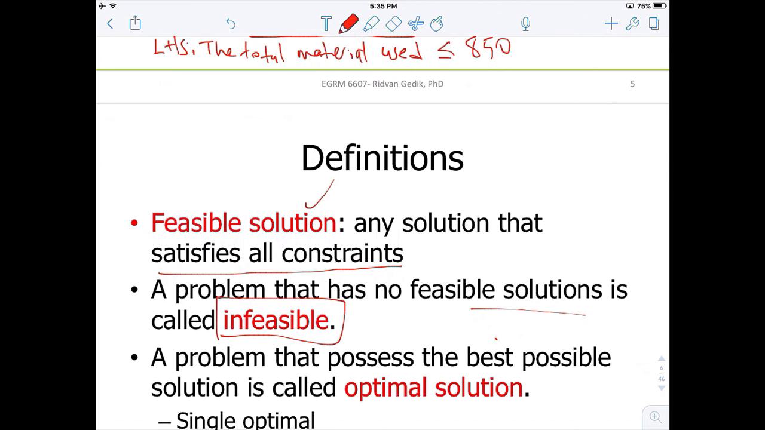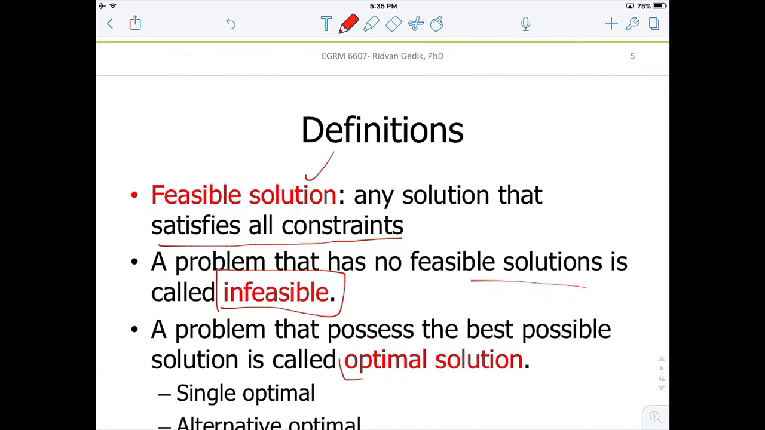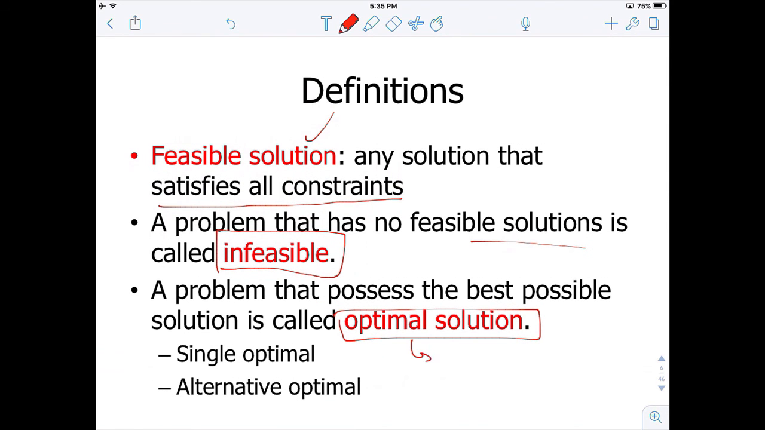Then the best solution is called the optimal solution. Okay, the optimal solution must be a feasible solution. The first rule of having an optimal solution is that that solution has to be a feasible solution. Otherwise, an infeasible solution cannot be an optimal solution because an infeasible solution is not really a feasible solution at all. Okay, so an optimal solution is a feasible solution.